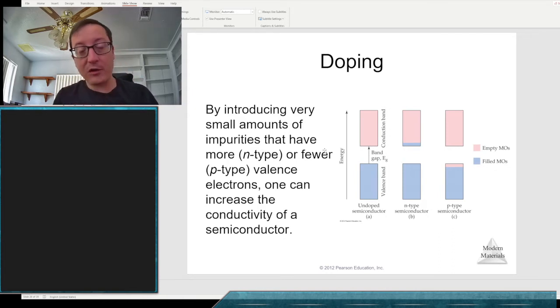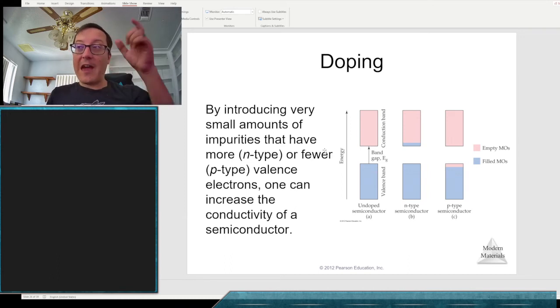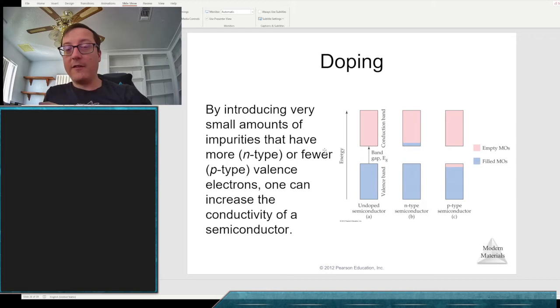So let's say we have pure silicon. Silicon has 4 valence electrons, and so it's called undoped. We don't have extra atoms in there. It's all silicon, and it's got a very specific band gap. Silicon has all 4 valence electrons, right? And so we have half of them in the valence band, and none of them in the conduction band.